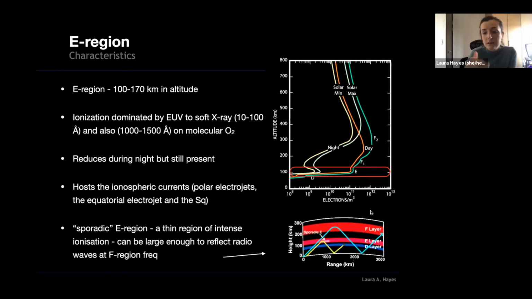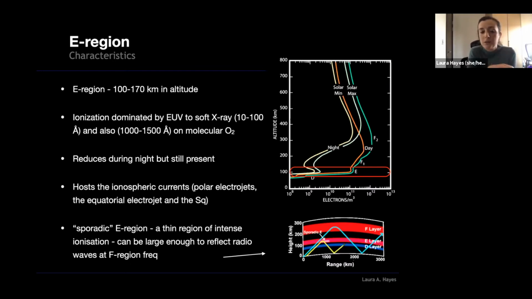Now moving down into the E region, the next region, this was actually the region first discovered by Marconi back in the 1900s. In terms of altitude, it's around 100 to 170 kilometers. Its dominant ionization is due to EUV and soft X-ray wavelengths at around 10 to 100 angstrom, but also in the UV, 1,000 to 1,500 angstrom. In terms of what it ionizes, it actually ionizes molecular O2 rather than atomic O. This is what causes the E region. Again, it does reduce at nighttime, but it's still present.